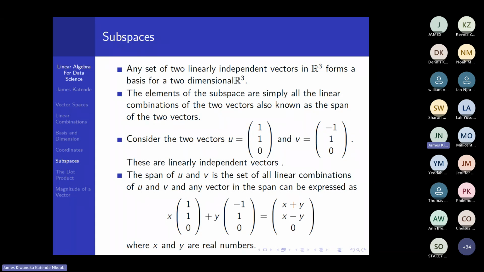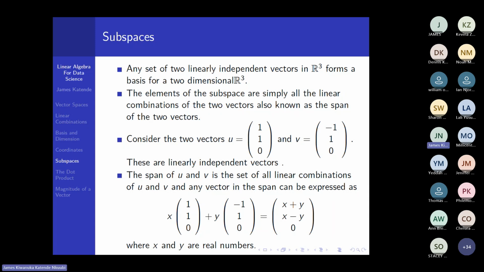And if you pick any two linearly independent vectors in R3, they will create the linear combinations. Sorry, it will form a basis for a two-dimensional subspace of R3. So you obtain the elements by getting linear combinations of the two vectors. We use this as an example. U is 1, 1, 0, V is negative 1, 1, 0. So these are two linearly independent vectors.